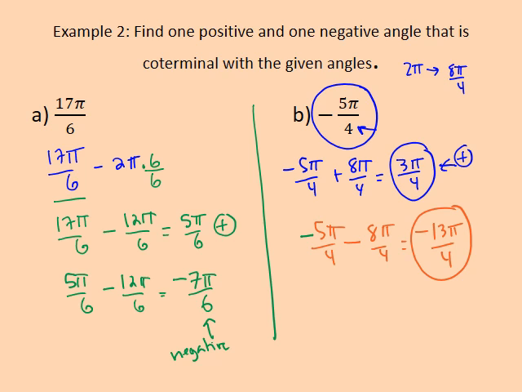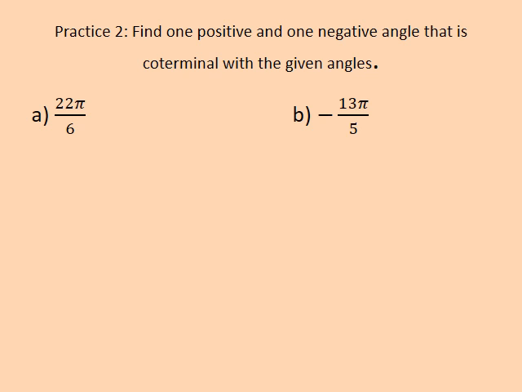Once again, there are infinite possibilities, but these are the closest angles to 0 radians that are not the angle that was originally given. Now pause the video and complete practice 2. The answers will be on the next slide.